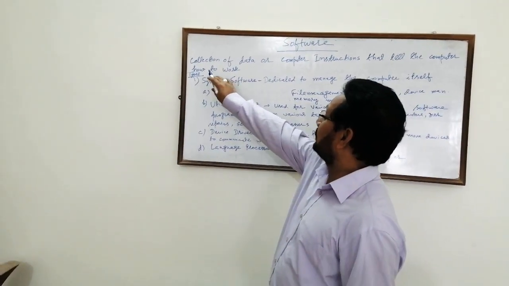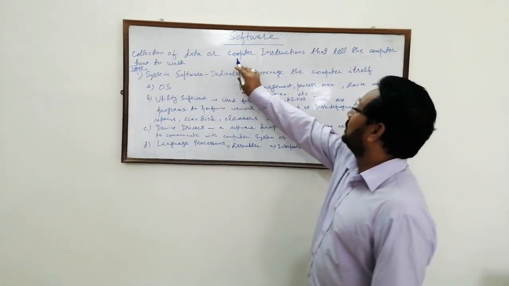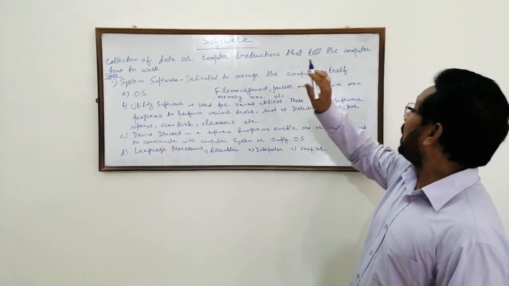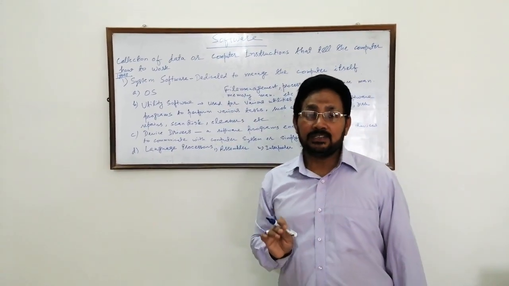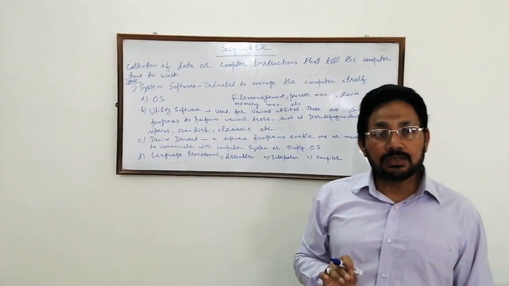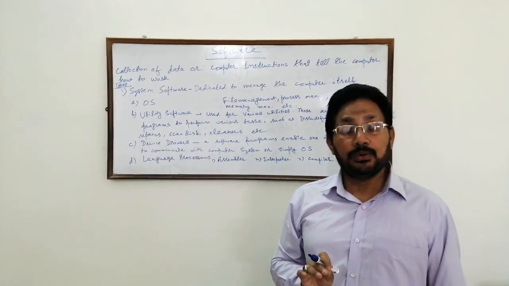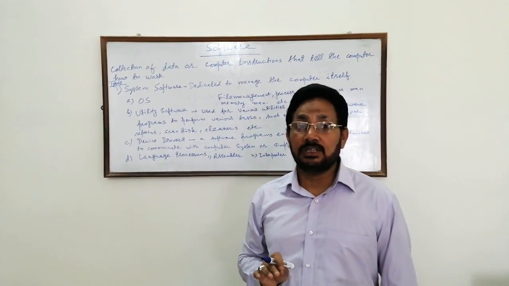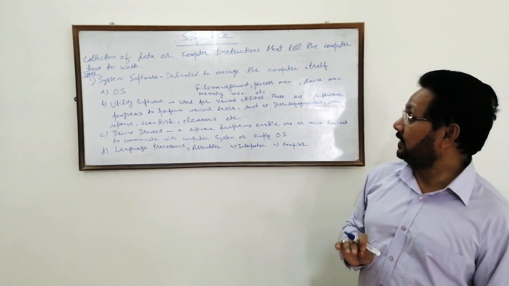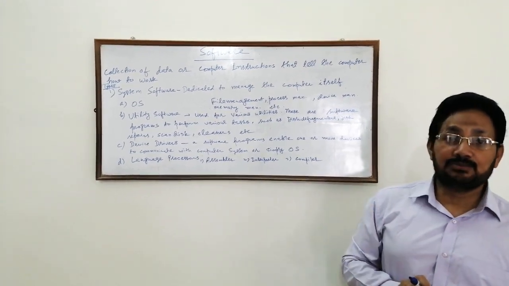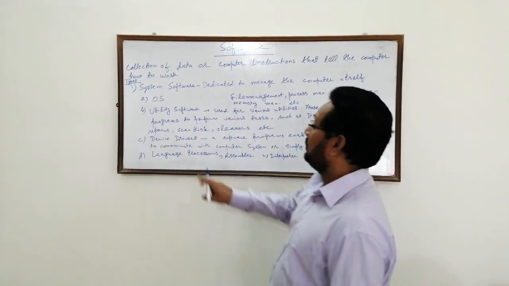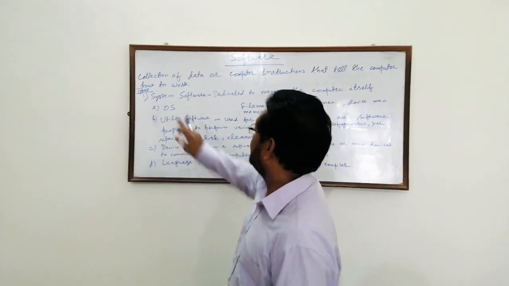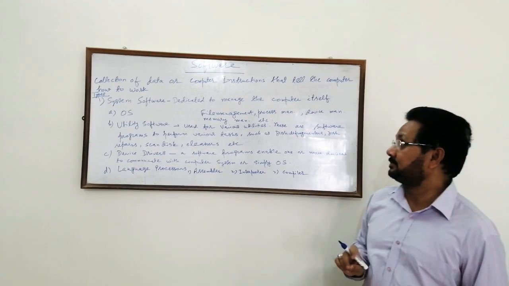Now, the definition of software is a collection of data or computer instructions that tell the computer how to work. As you all know, without software, a computer cannot work. All the instructions to the computer are given by software. And there are different types of software. The first and very important part of the software is system software.